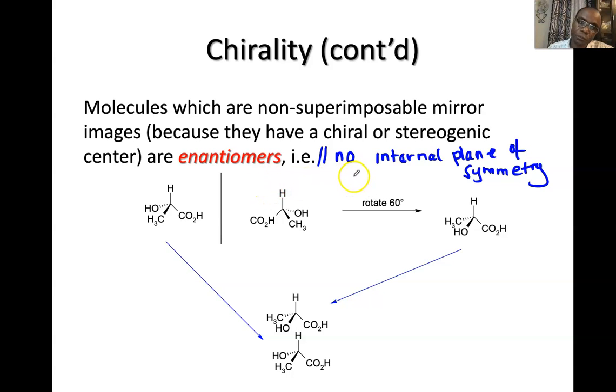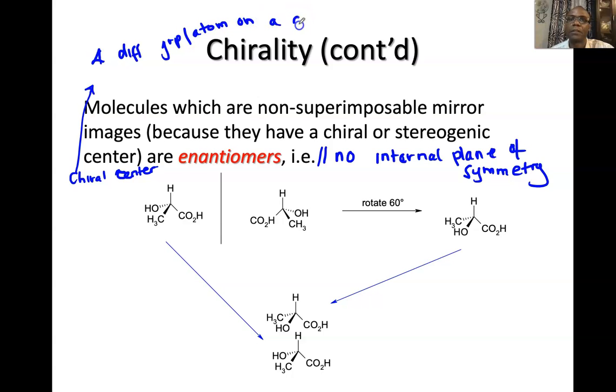Now, first, let's determine if we have a chiral center. Do we have a chiral center on this molecule? What is a chiral center? Again, you're looking for 4 different groups or atoms on a carbon center. That's what you're looking for.